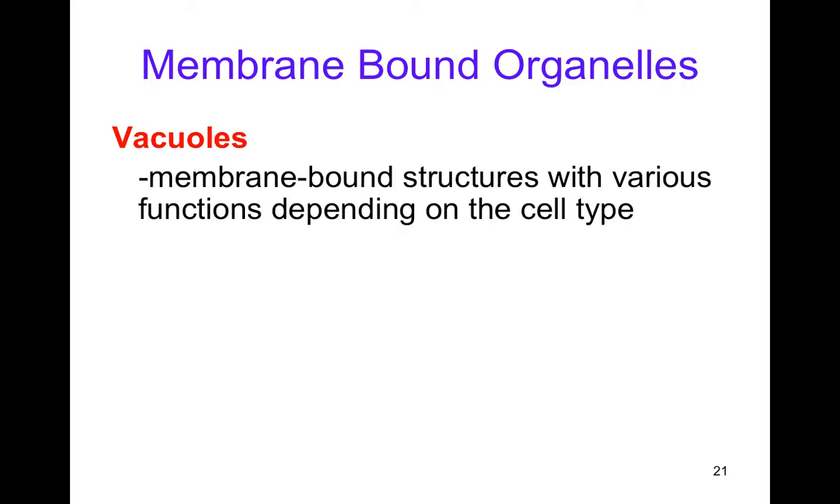So, vacuoles in the cell, mostly you see vacuoles in plant cells, but they do occur in animal cells. Plant cells have a more dominant vacuole though, because it's much larger than an animal vacuole because it stores so much water for the plant. So these are membrane-bound structures with various functions depending on the cell type.